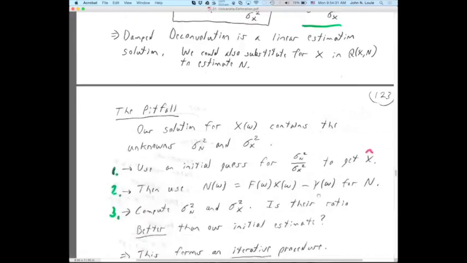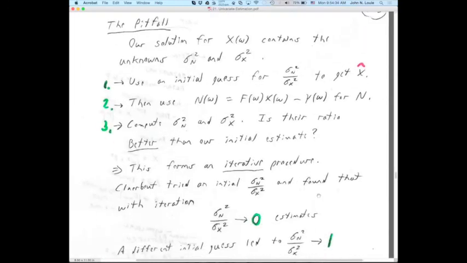All right, tomorrow I'll go into the pitfalls of this, and we'll see what else is going on here.